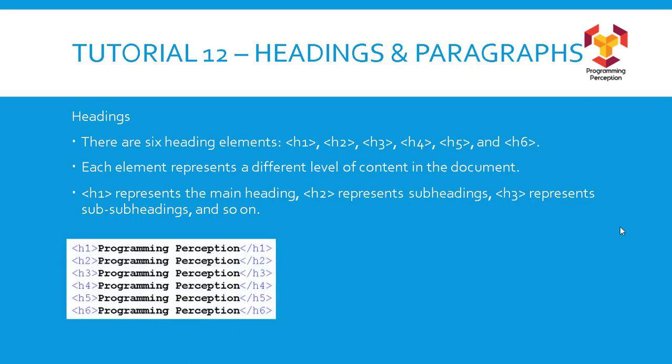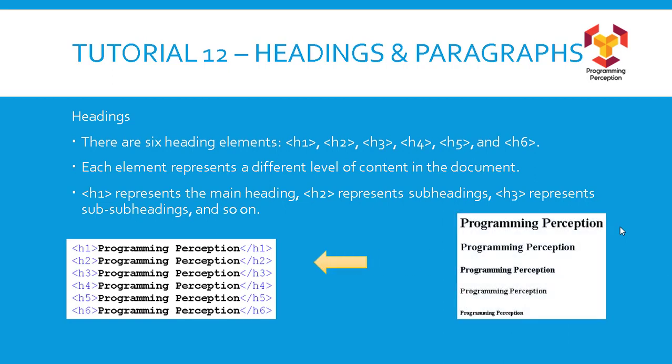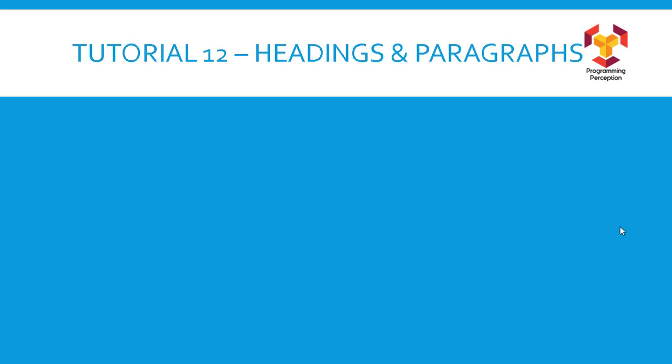You can clearly see here in the code part, I have written "programming perception" 6 times, and this is the output of the same. You can see H1 has the highest size and H6 has the lowest size. Well, we know about these 6 headings, but we should take care while working with headings, and what are the things that should be taken care of? I will explain it within a few minutes. But before that, let me talk about the paragraph tag.